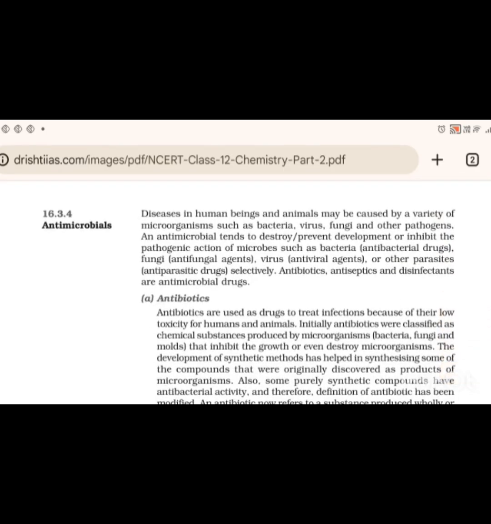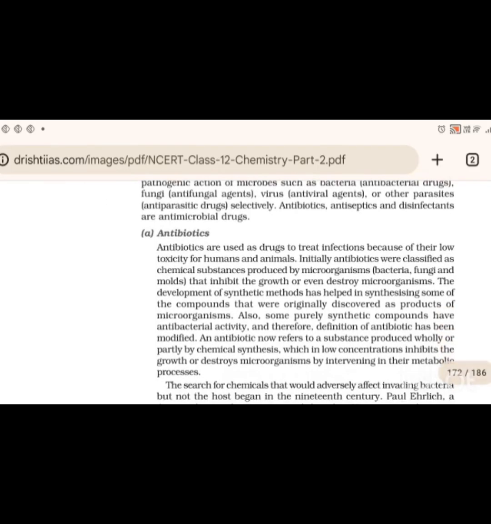Antimicrobials. Diseases in human beings and animals may be caused by a variety of microorganisms such as bacteria, viruses, fungi and other pathogens. An antimicrobial tends to destroy, prevent development of, or inhibit the pathogenic action of microbes such as bacteria (antibacterial drugs), fungi (antifungal agents), viruses (antiviral agents) or other parasites (antiparasitic drugs), selectively. Antibiotics, antiseptics and disinfectants are antimicrobial drugs.